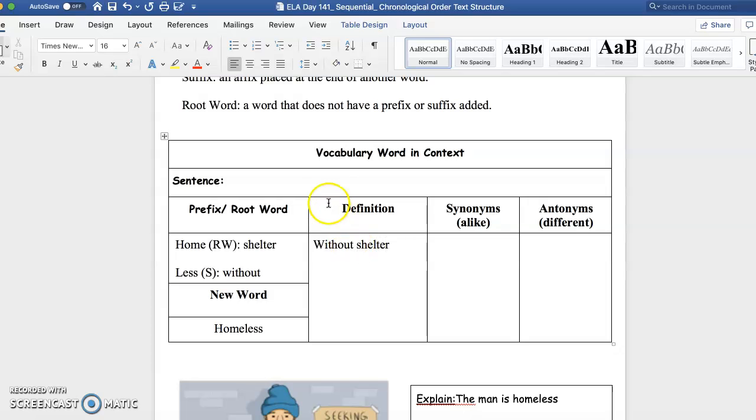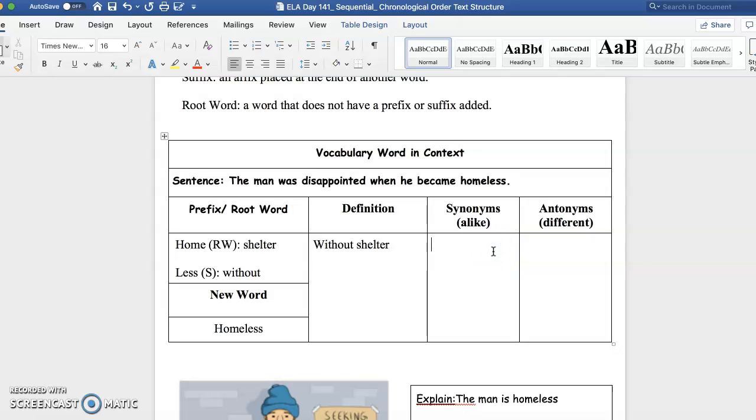Okay? Let's go ahead and write a sentence for it. You can either use my sentence or you can create your own sentence. The man was disappointed when he became homeless. Okay.